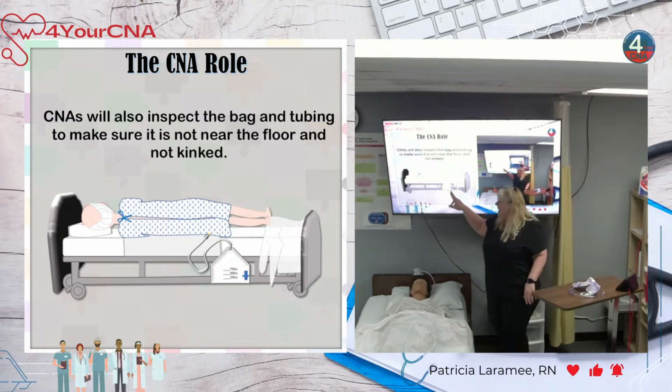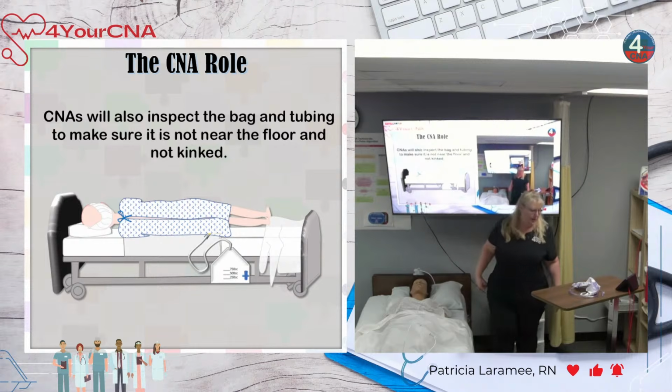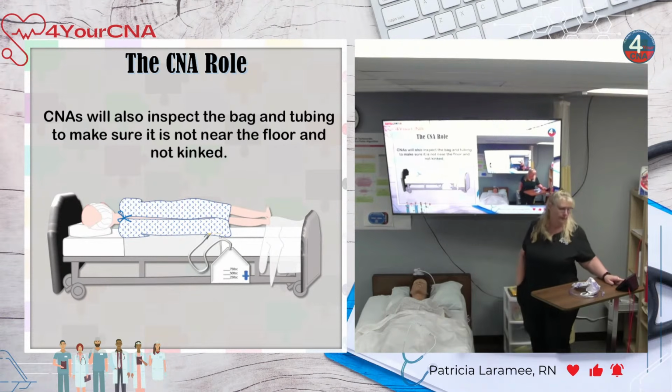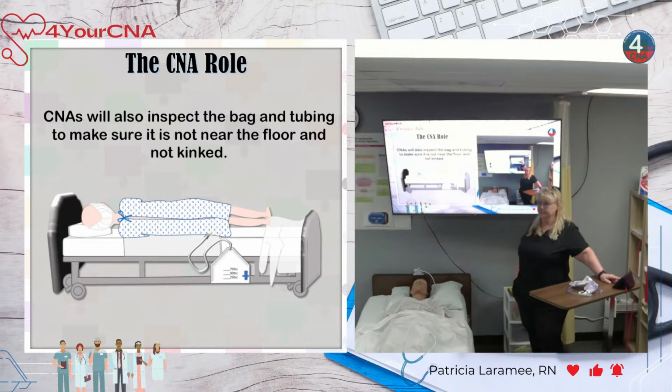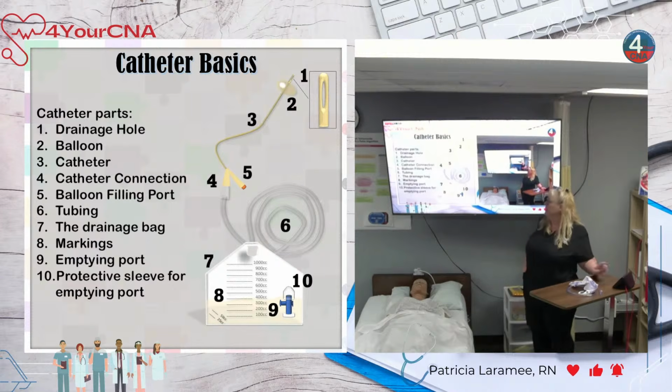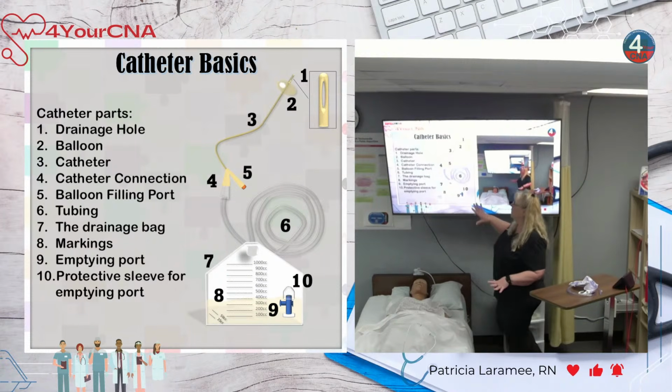Catheters are attached to bags, because if we're going to divert the urine, we have to have a place to put it. So catheters are attached to bags, and those bags need to be on a non-moving part of the bed above the floor. What's allowed to touch the floor? Yeah, shoes, right? Bags do not touch the floor. We want to make sure it's not kinked either. So these are the parts of the whole system.